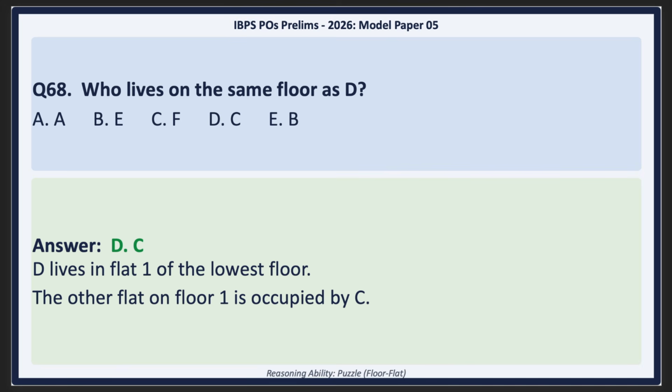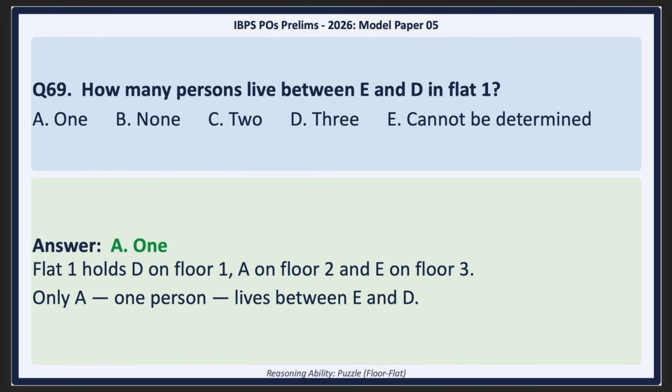We anchored D on floor 1, flat 1, so the only other person on the ground floor is sitting right next door in flat 2, which is C. Then they try to trick you with question 69 by asking how many persons live between E and D in flat 1. Oh, that sounds complex. It does, but D is on the bottom, E is on the top. The only person sandwiched between them is A. So the answer is exactly one person.